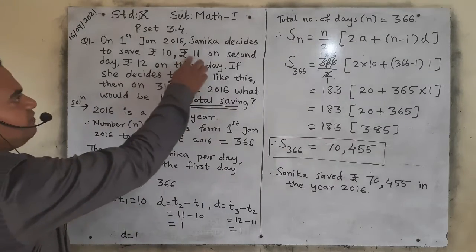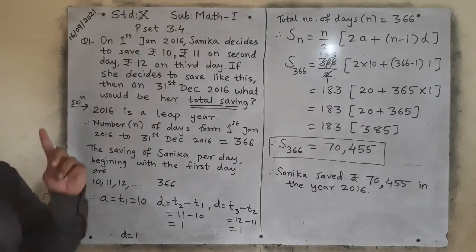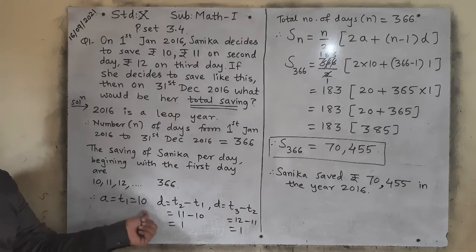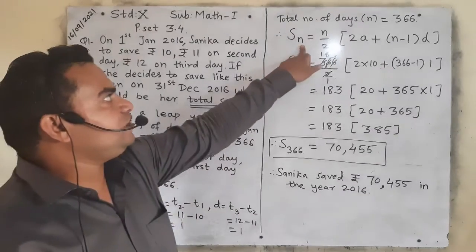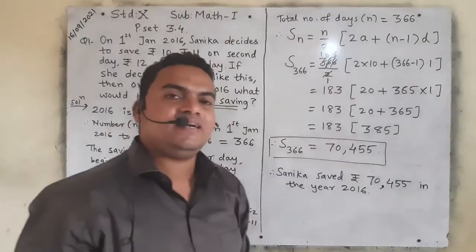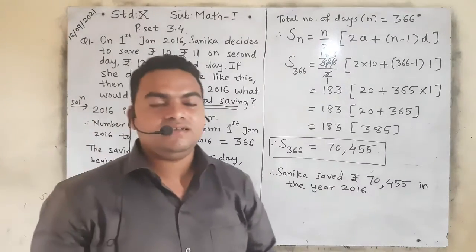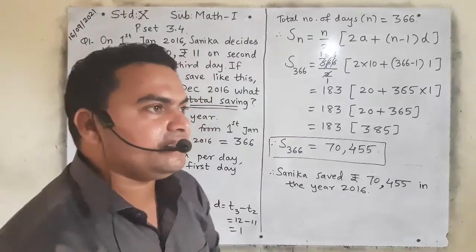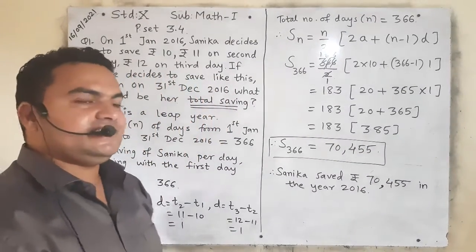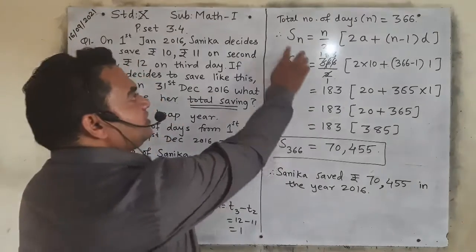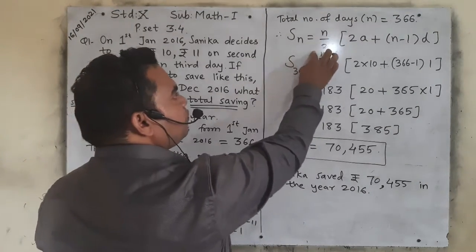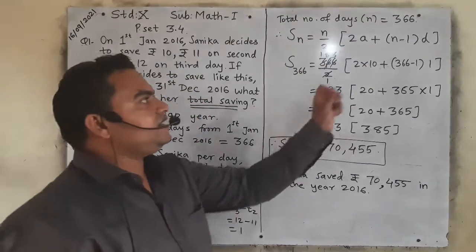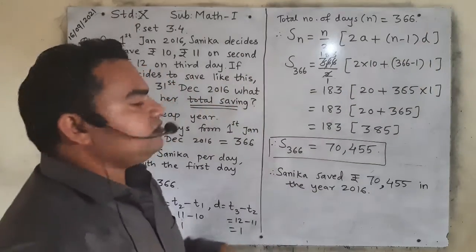Continuous days: 10, after 10 is 11, then 12, 13, 14, like this. So every day 1 rupee extra she's saving. So difference is 1. a is equal to 10, d is 1, and the n value is the total number of days. n is equal to 366, because 2016, 2012, 2020, 2024 are leap years, and leap years have 366 days, 1 day extra in February. So the Sn formula here: Sn equals n upon 2 bracket, 2a plus bracket n minus 1 into d.